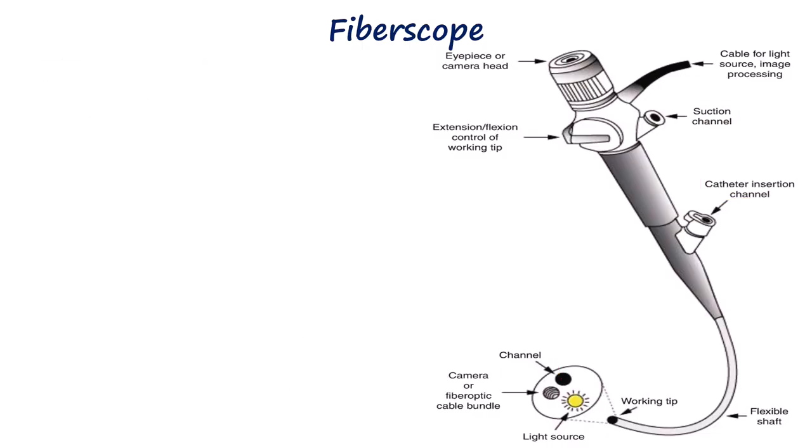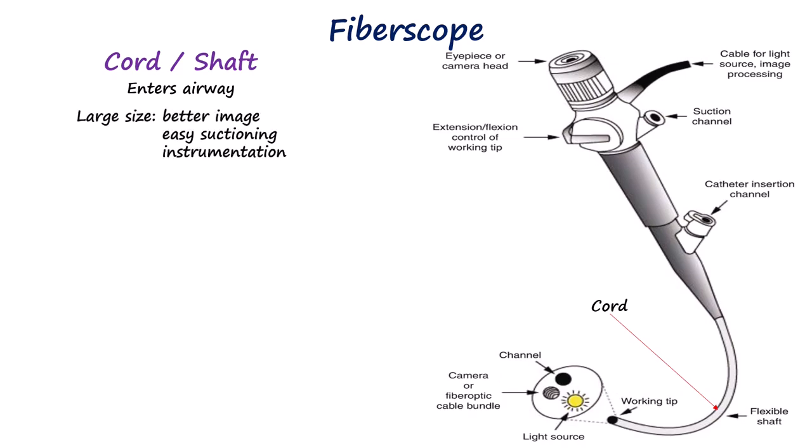Apart from the three main structures we already discussed, another key part of the fibroscope is the cord. This is the long, flexible shaft that connects the handle to the distal tip, and it's the part that actually enters the patient's airway. A larger diameter cord means more bundles of fibers inside, which improves the image quality. It also allows for bigger working channels, which makes suction and instrument use more effective.